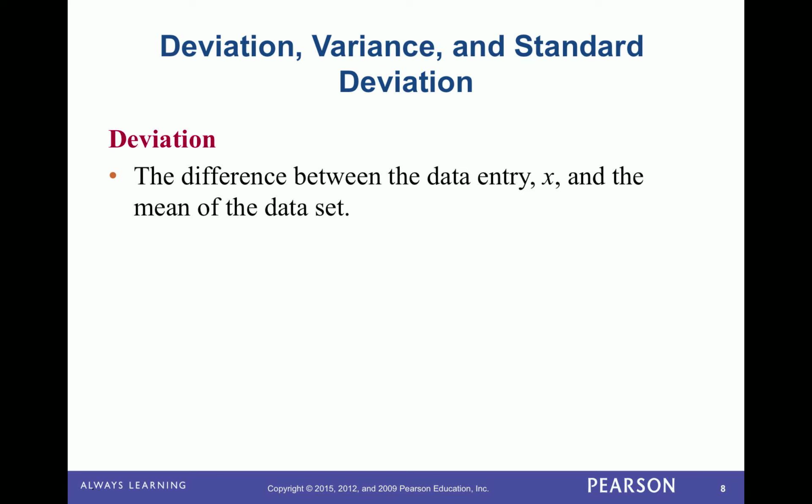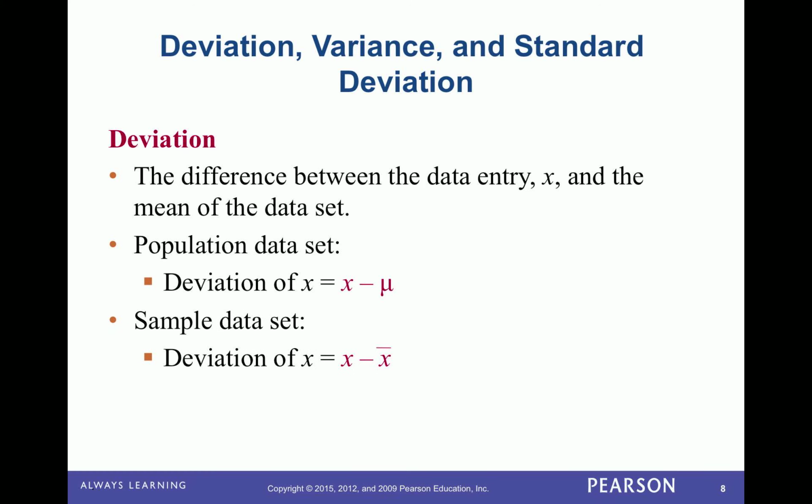Deviation. Deviation is the difference between the data entry x, doesn't matter which one it is, any x, and the mean of the data set. For a population, it's going to be x minus mu. Mu represents the average, the mean of the population, all of them. For a sample data set, the deviation is x minus x bar, which is the mean of the sample set.